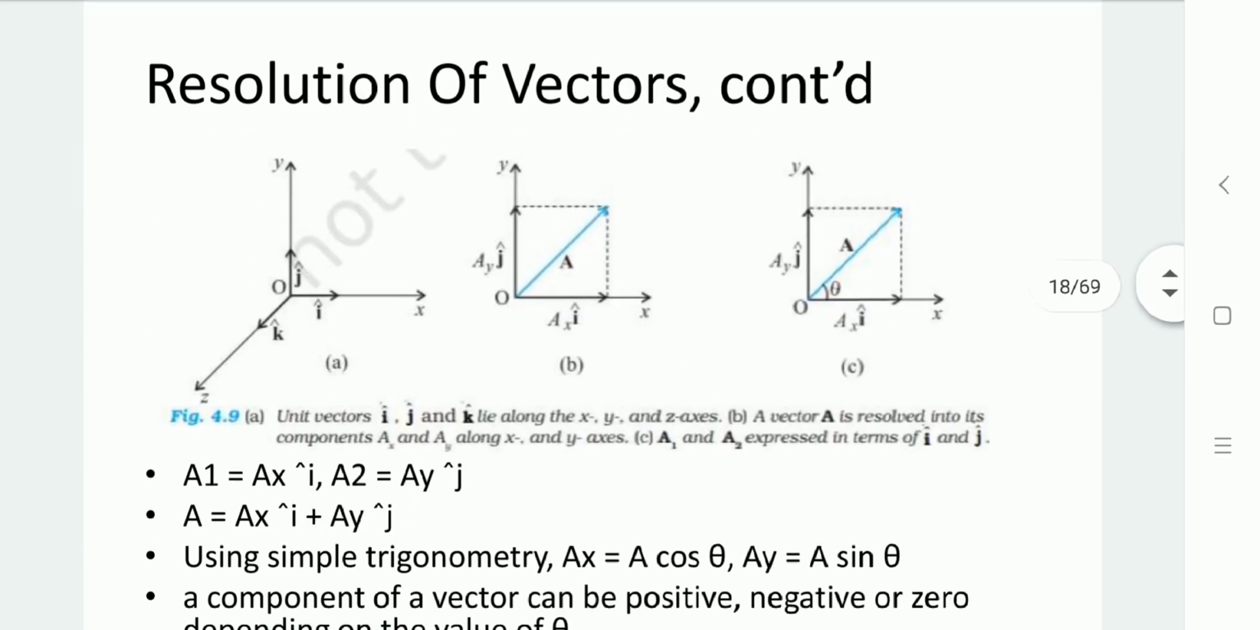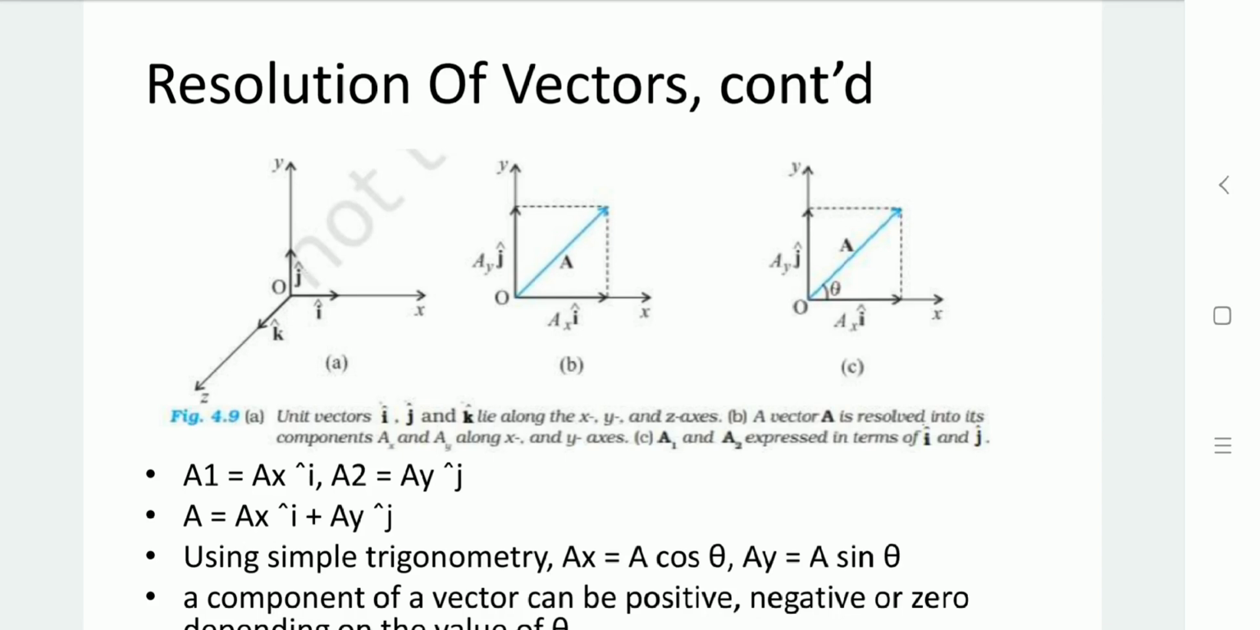Now, as you can see in the diagram, in the x direction, i represents the same direction, parallel to it, having unity magnitude. In the y direction, the j vector is defined and in the z direction, the k vector is defined.